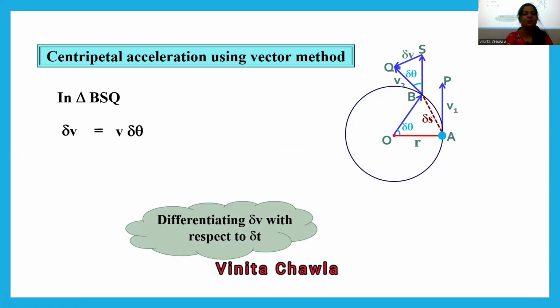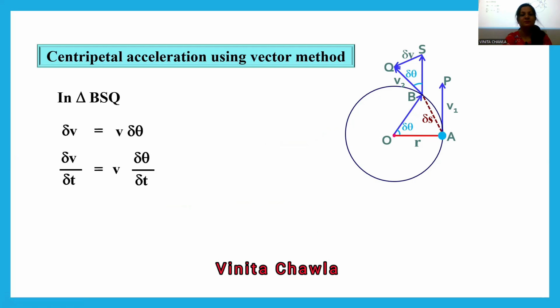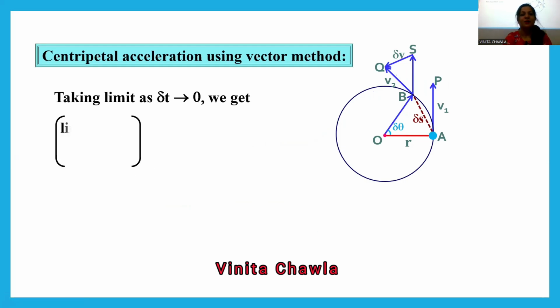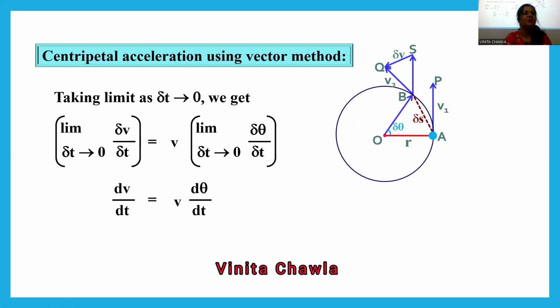Differentiating del V with respect to del T, we get this. ठीक है, तो आपका ये आ जाएगा, limits लोगे आप tends to 0, then you can write this. So dV by dt is V d theta by dt, and dV by dt is acceleration, d theta by dt is omega. So A is equal to V omega.